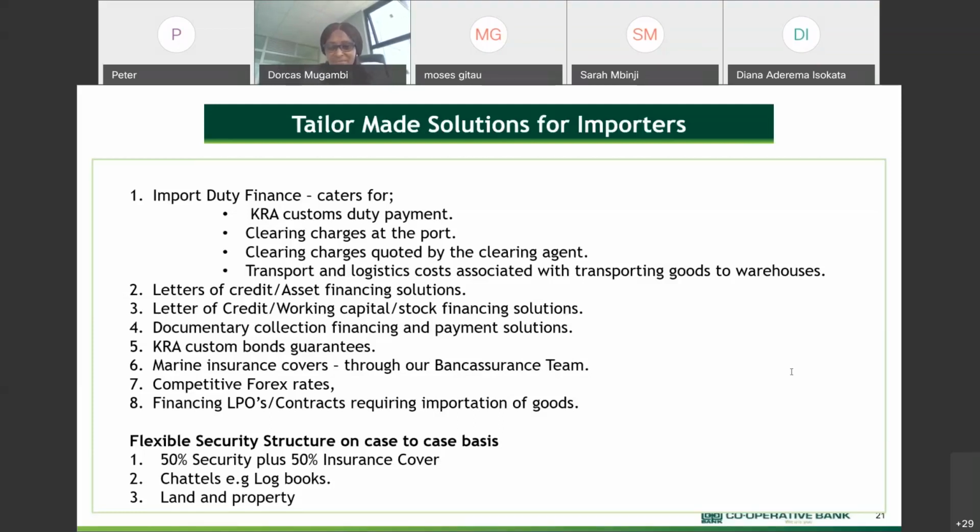Sorry, there's one more from WebEx where the question is, can you convert LC to stock financing? As for the case of asset finance, and I think you had already responded to this, but if you want to add additional comments, you're free to do so. And then Naftali Ogana is also asking, you have talked about flexible security. How flexible is it for the case of 500,000 credit facilities? For my case, I have none as listed. Over to you, Dorcas.